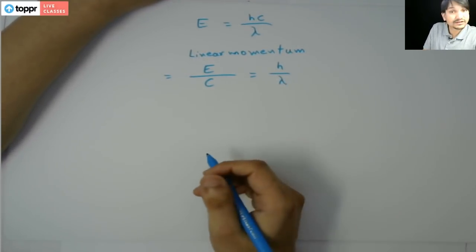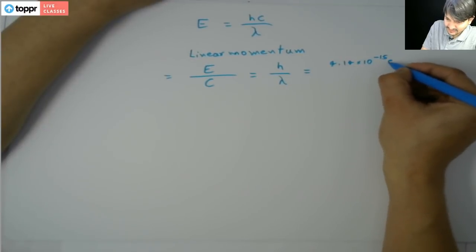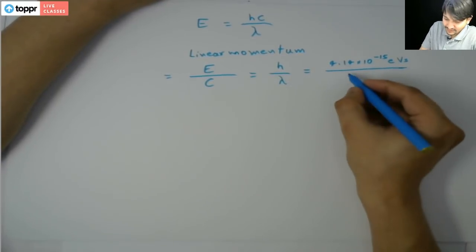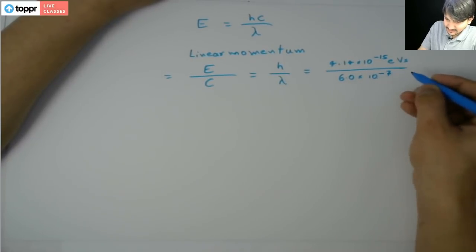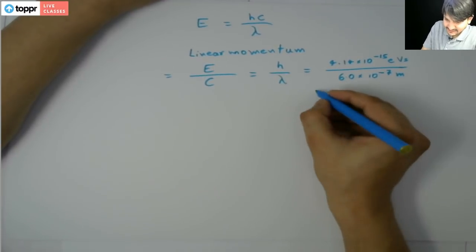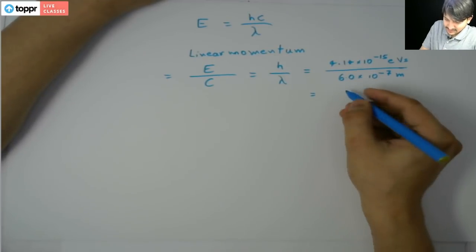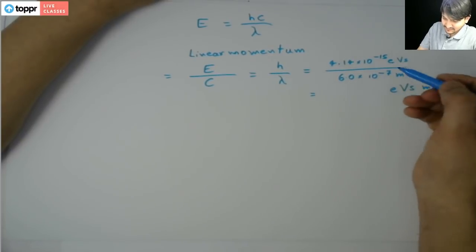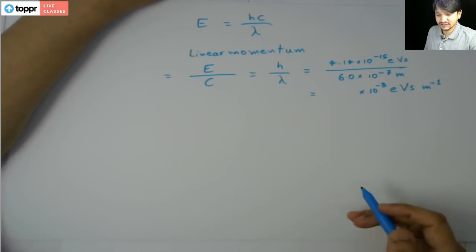This is the same scenario. We can again put in the values. We know the value of h, 4.14 into 10 to the power minus 15 electron volt second, and lambda we know here is 600 into 10 to the power minus 9, that is 6.0 into 10 to the power minus 7 meter. Using this, our unit would be electron volt second per meter, and let's first clear out the 10 to the power minus 8, that would be the multiple of 10 here.